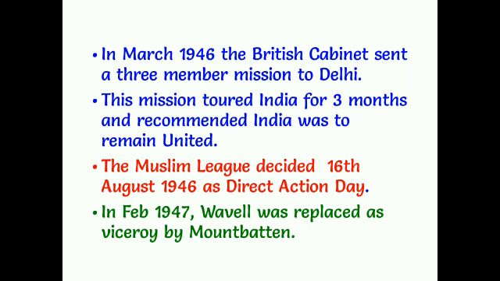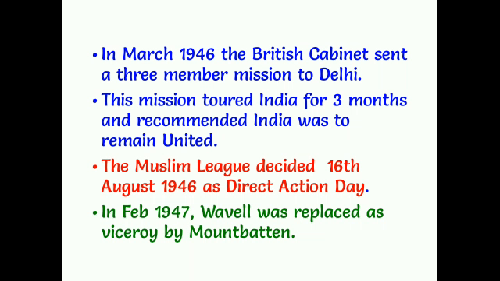And we already know that the Muslim League demanded a separate country called Pakistan. And the British government wanted to know whether all the people were willing to have a separate country or not. For that, in March 1946, the British cabinet sent a 3-member mission to Delhi to know whether the League's demand is correct or not.